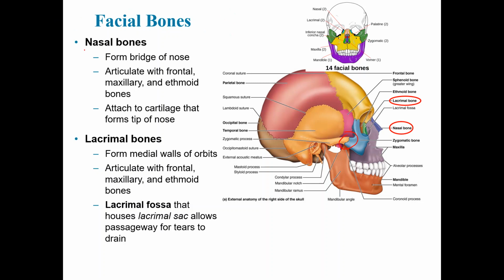Other important facial bones are the nasal bones and the lacrimal bones. Okay, these are smaller. So again, this is a frontal view here. So we're talking about the nasal bones, jugular bones over here. Okay, and this is a lateral view. Okay. These form the bridge of the nose and articulate with frontal, maxillary, and ethmoid bones as well.